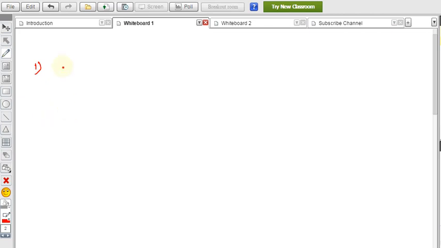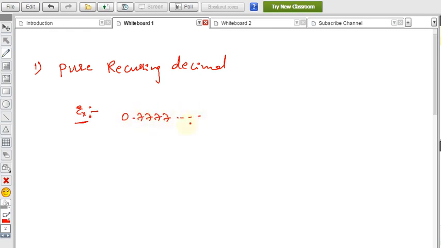Okay, the first type is pure recurring decimal. This is the simple one. That means the same digits are repeated immediately after the point. For example, 0.7777 and so on. After the point, the set of digits immediately starts repeating. Otherwise, 0.545454, like this. Such examples are pure recurring decimals. That means soon after the decimal point, the digits, a set or a single digit, repeat continuously. Now we can convert these easily into a vulgar fraction.